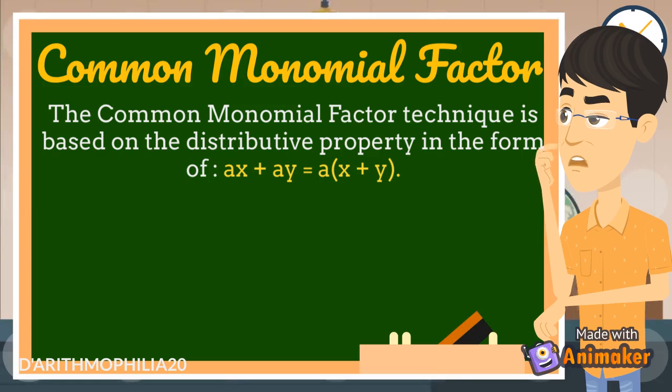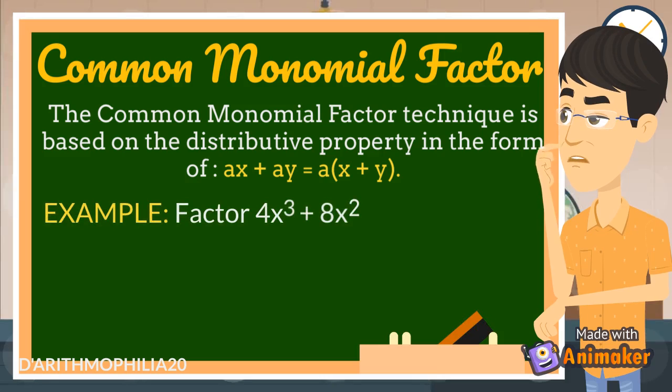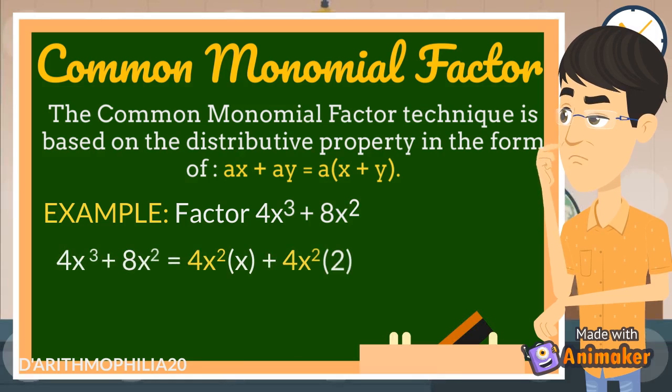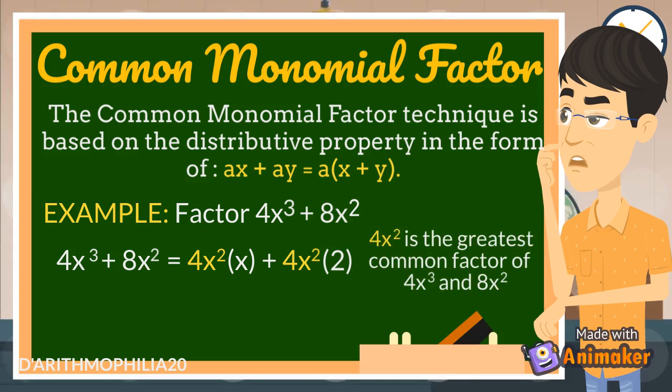This technique is based on the distributive property in the form of ax plus ay equals a times the quantity x plus y. Example: factor 4x cubed plus 8x squared. Here, we will identify the greatest common factor of both terms. We now have 4x squared times x plus 4x squared times 2. Looking into that expression, we say that 4x squared is their common factor. Therefore, we will bring that one out to have the final answer, 4x squared times the quantity x plus 2.